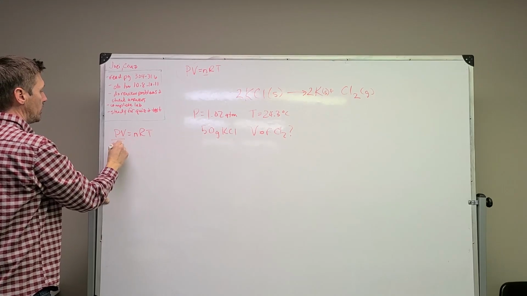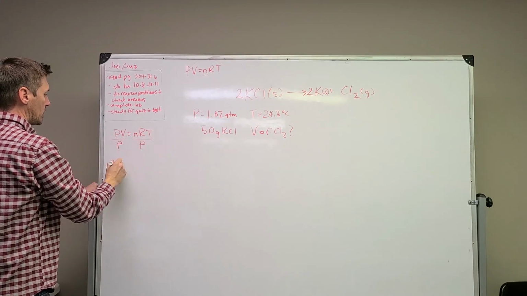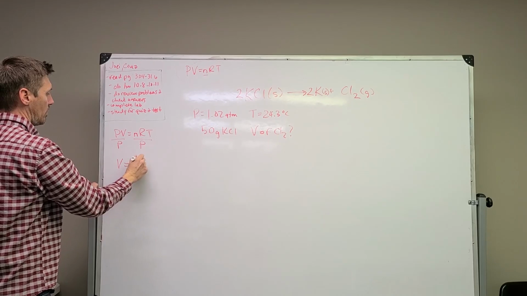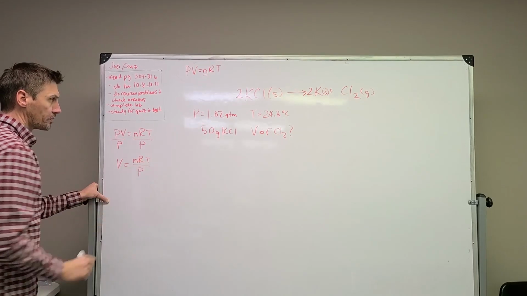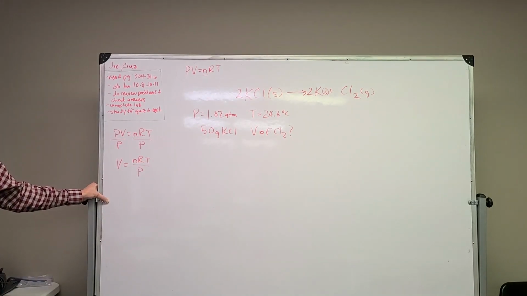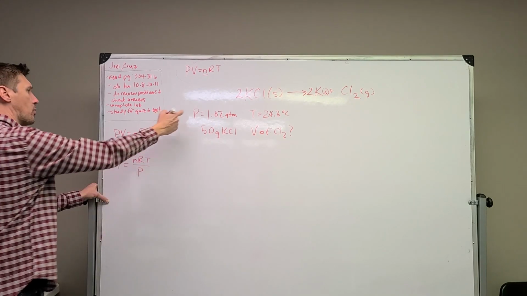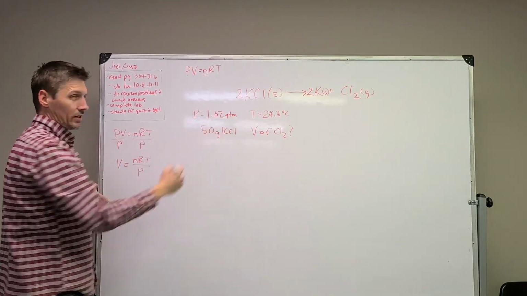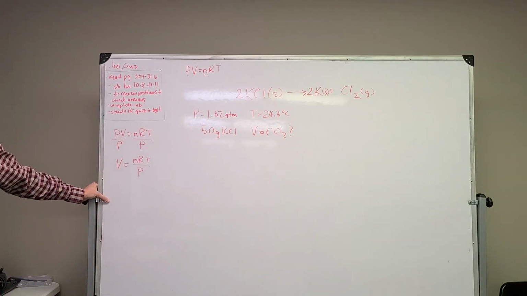If we want to solve for V, we divide both sides by P. And so we get V equals nRT over P. And so what we have already given to us is we have the pressure, we have the temperature. Can we use the temperature as it's given to us? No. You have to change it to Kelvin.